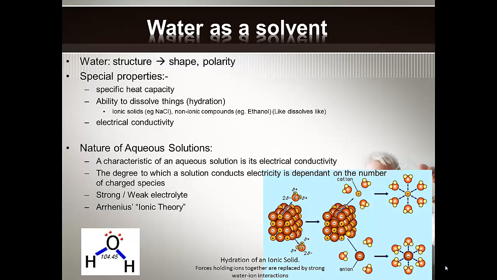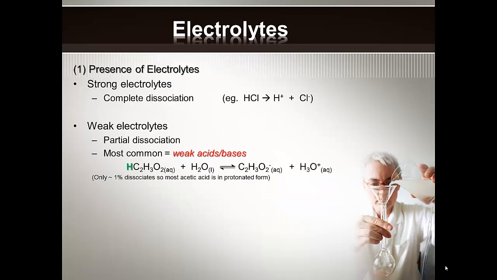Here's an example of the hydration of an ionic solid. You can see that our ionic solid in a lattice is being dissolved by the water because the ions are able to be surrounded by those partial charges on the polar water molecule. So, as far as electrolytes go, you could have a strong electrolyte. Now these are electrolytes where you've got a complete dissociation. So, for example, let's have a look at hydrochloric acid here. Hydrochloric acid in water will completely dissociate into the ions, our hydrogen ion and our chloride ion.